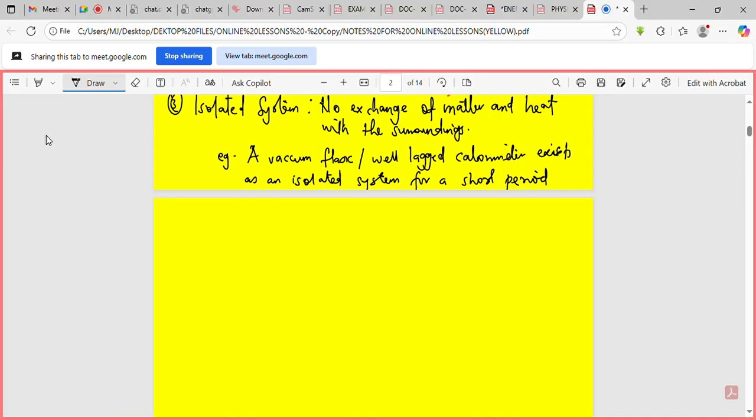Why? Because whatever it is you put in there, it wouldn't be able to maintain the temperature forever. And once there is a slight reduction, however small it is, in temperature, then it means that there has been exchange of energy with the surroundings. And that is why it becomes an isolated system.